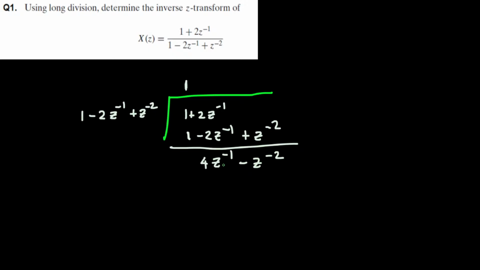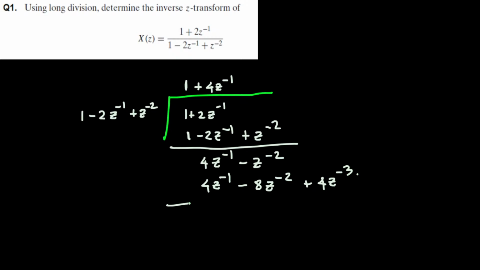Now I have to ask the question, if I multiply 1 by which number, that will give me 4z power minus 1, that is 4z power minus 1. So that is plus 4z power minus 1 right here. So now I have to multiply each of these numbers by 4z power minus 1. 1 times 4z power minus 1, 4z power minus 1. 4z power minus 1 times minus 2z power minus 1 gives us minus 8z power minus 2. When you multiply, the powers will add. So minus 1 plus minus 1, minus 2. And then 4z power minus 1 times z power minus 2 is 4z power minus 3.